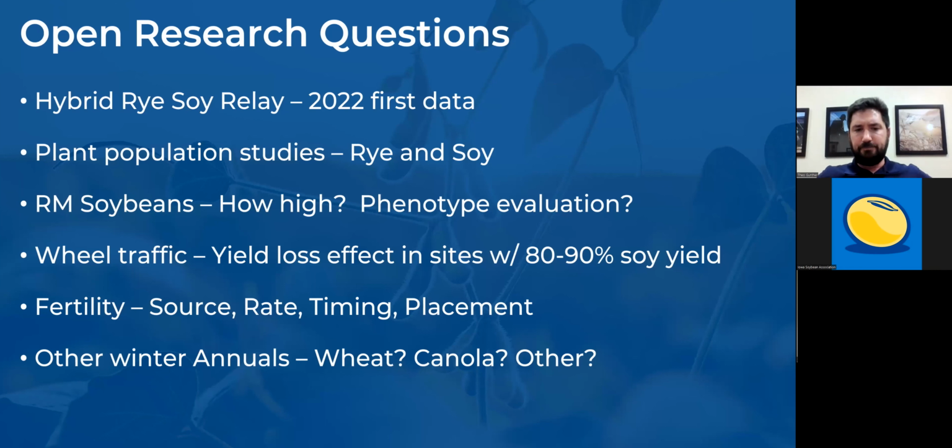Wheel traffic is a big one. Yield loss, the sites that had the 80 to 90% soy yield, my inclination is that a lot of that yield reduction was due to, or some, not all of it, obviously, but some of that yield loss was wheel traffic. So combines running over a row, sometimes they're pinching off or moving around plants that the wheels are next to. So wheel traffic is a big issue in this system.